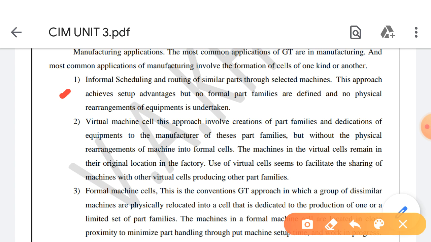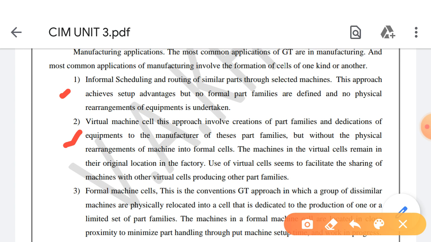In this you are not changing anything physically, only virtually. Virtually means you just modify the part groups and manufacture on the equipment. That is what we call changing the virtual machine cell.